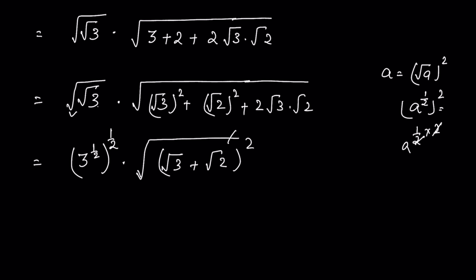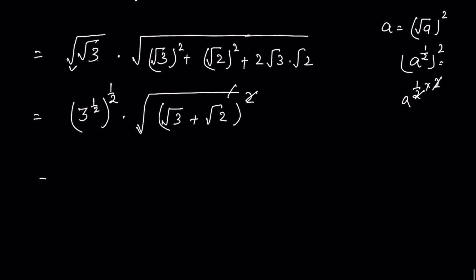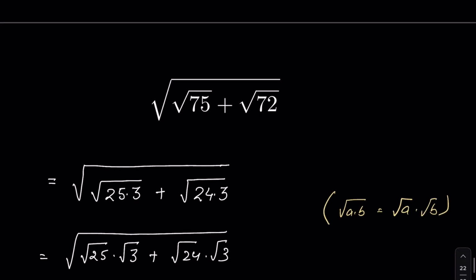Now we can remove the square root with this square. So it is equal to 3 raised to the power of 1 upon 4 times square root of 3 plus square root of 2. So this is the answer. So this is equal to 3 to the power of 1 upon 4 times square root of 3 plus square root of 2.